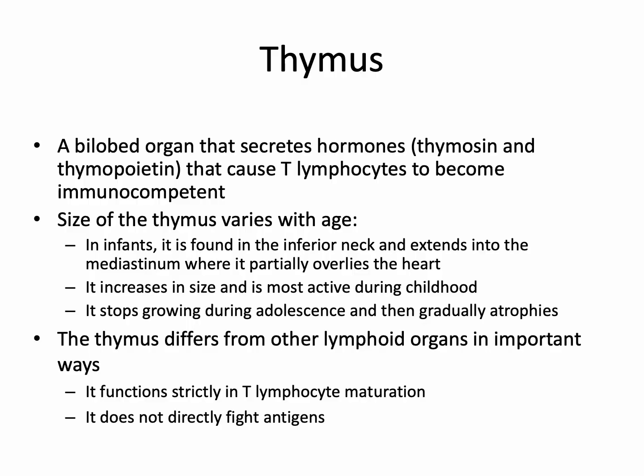The thymus is a bilobed organ, so that means it has two lobes, one on each side, and it does secrete some hormones, thymosin and thymopoietin. Those are helpful in guiding the maturation of T lymphocytes as they become immunocompetent. So this is when they go through positive and negative selection.